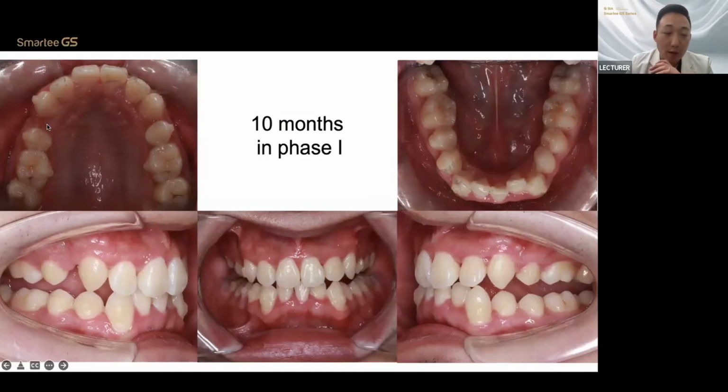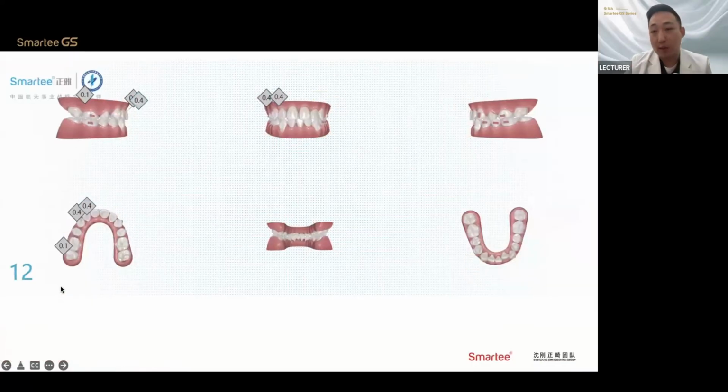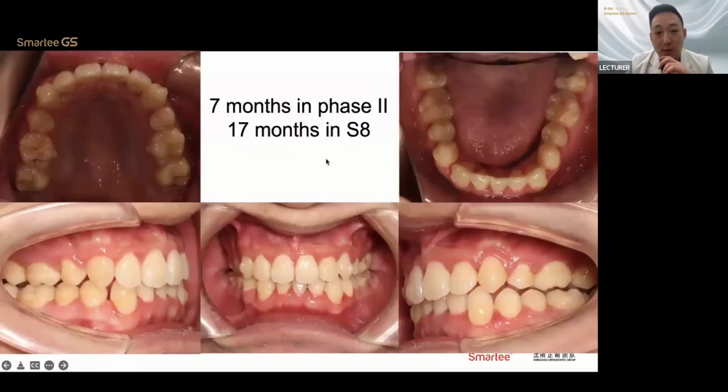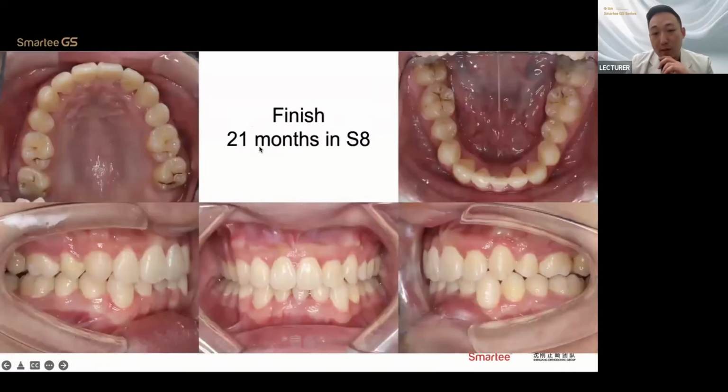And there's still some space left here, and in phase 2 I just need to move the molars forward to close the space. That is okay. And this is the 7 months in phase 2, and then 21 months in S8 SGTB. I finished this case. You can see after that we have a good relationship.